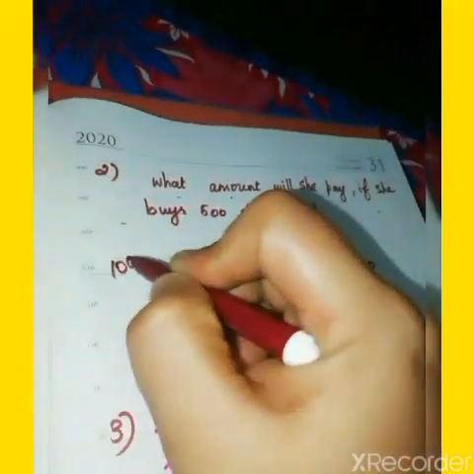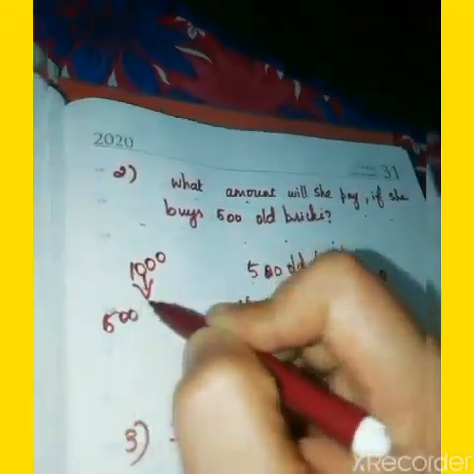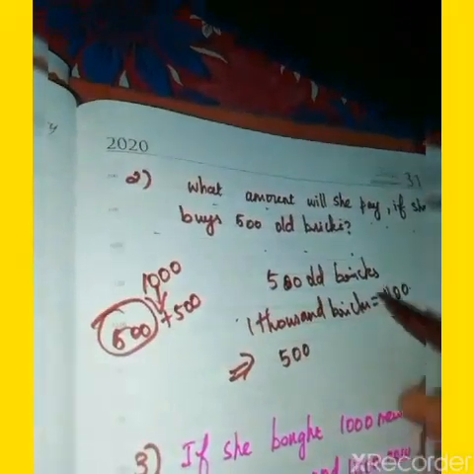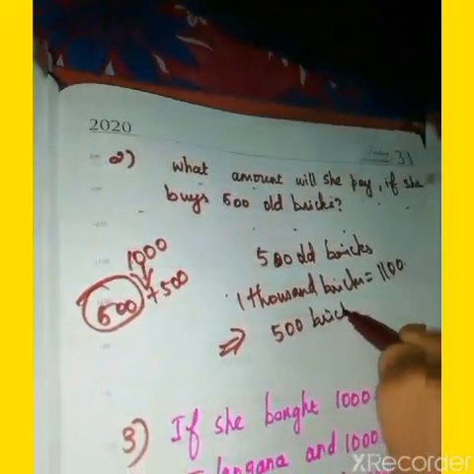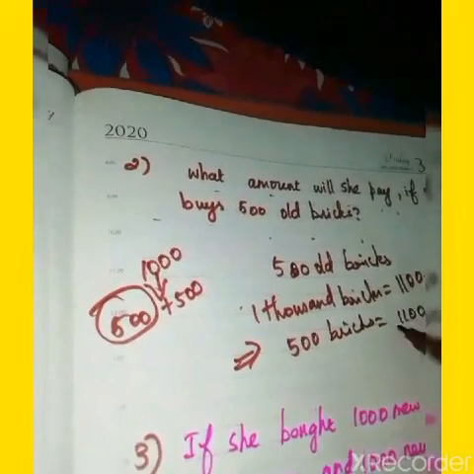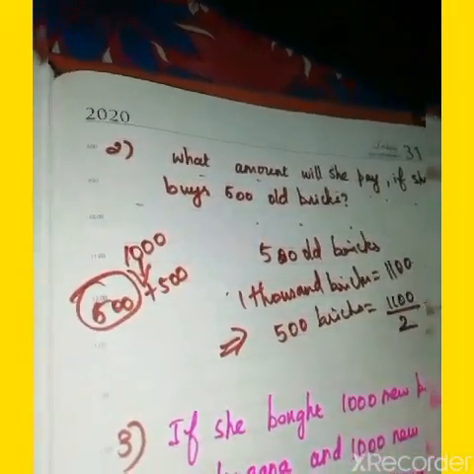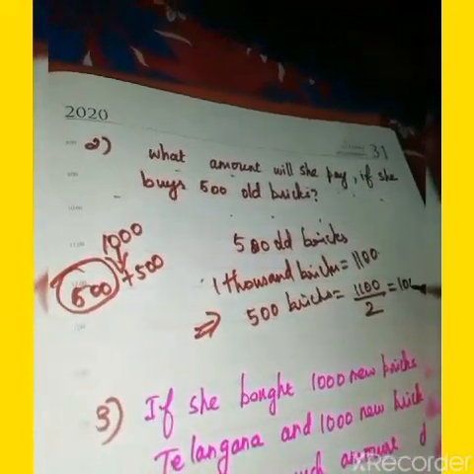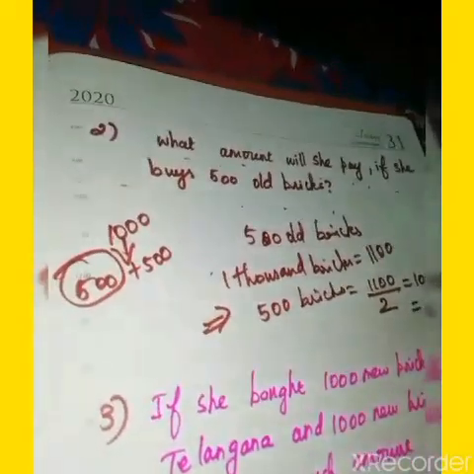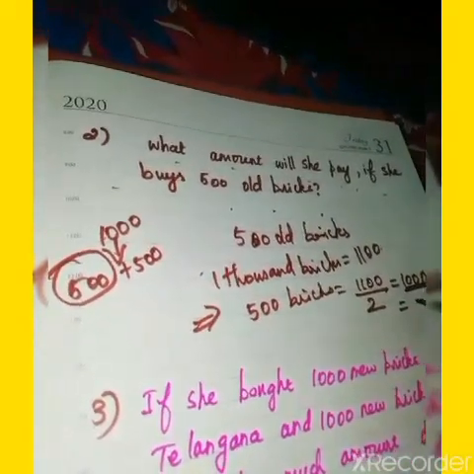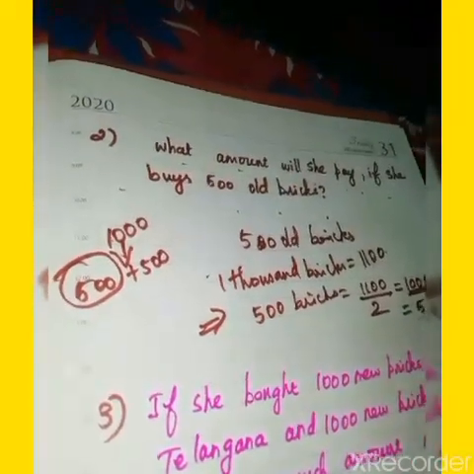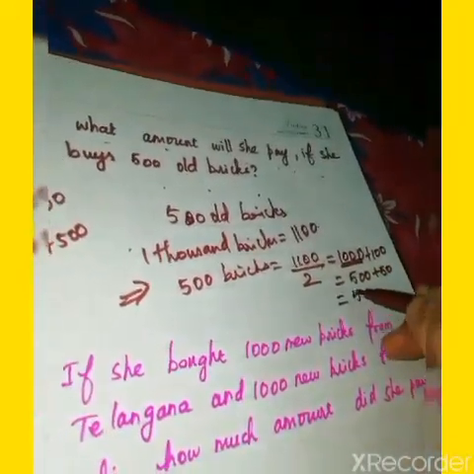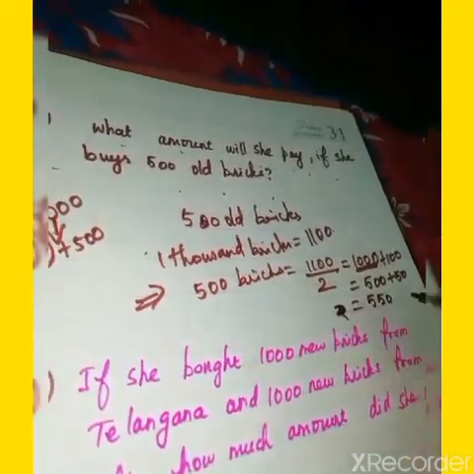So 1000 comes under 500 plus 500. So they are asking these 500 bricks how much? So for 500 bricks, you should take 1100 divided by 2. What do you get? In 1100 you get 1000 plus 100. What is the half amount of your 1000? That is your 500. What is the half amount of your 100? That is your 50. So the final amount is 550 rupees.